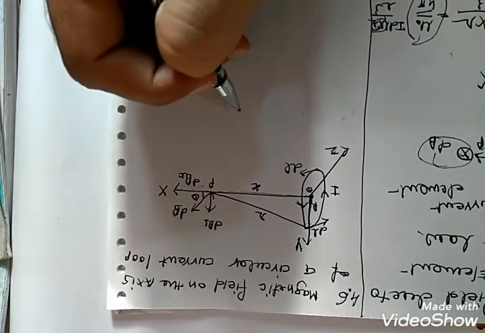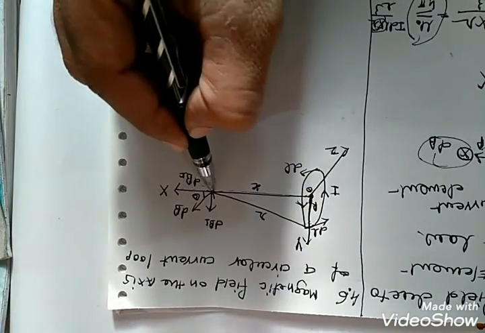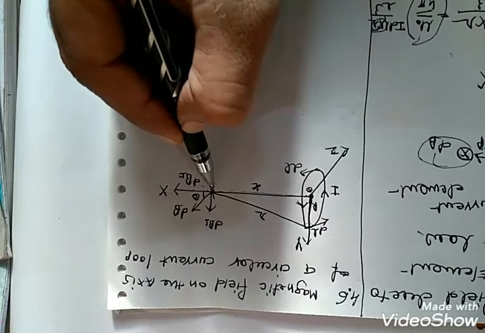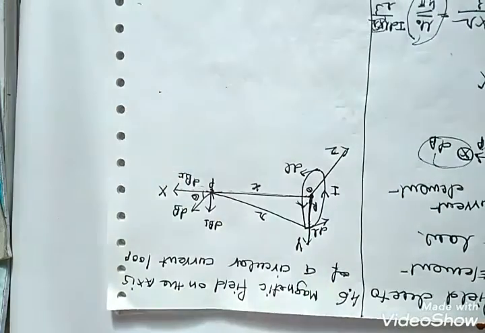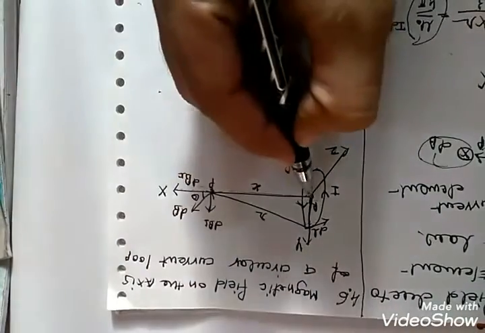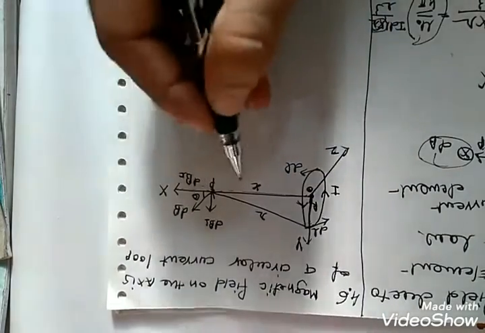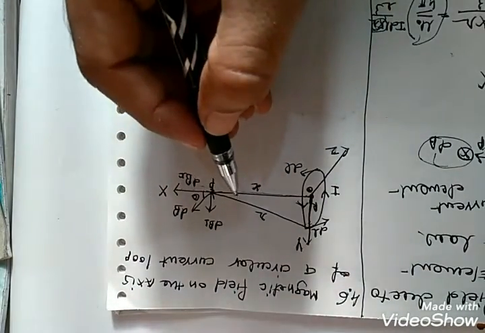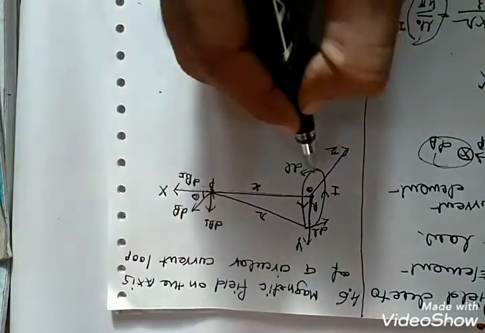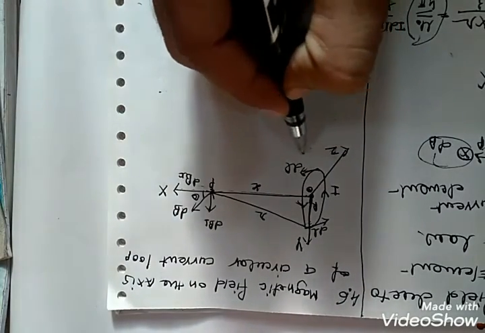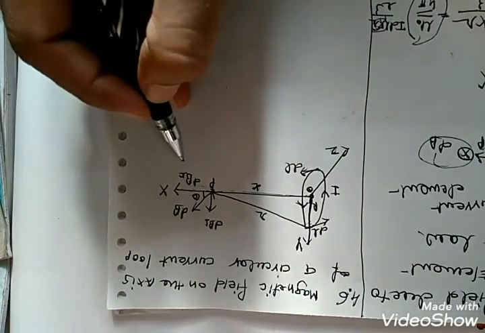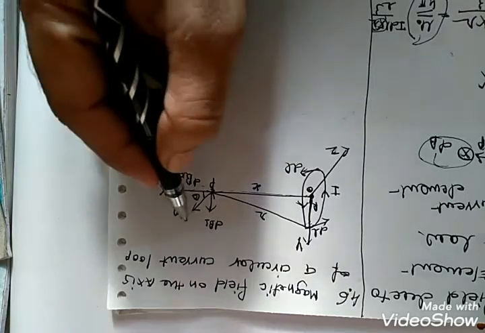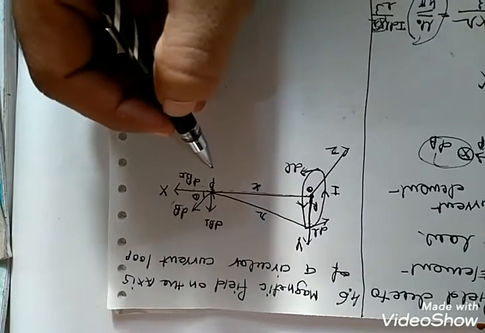Let x be the distance of point P from the origin O. In this case, consider a current element dl of the loop. The magnetic field dB due to dl is given by the Biot-Savart law.